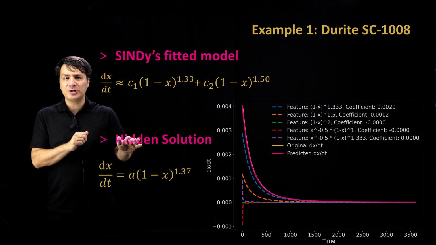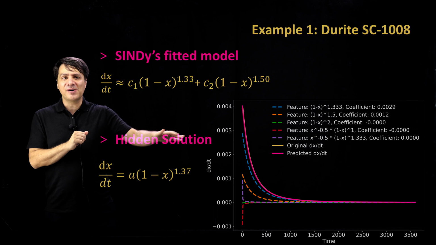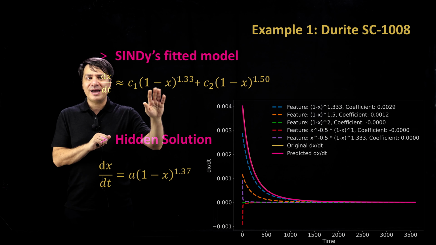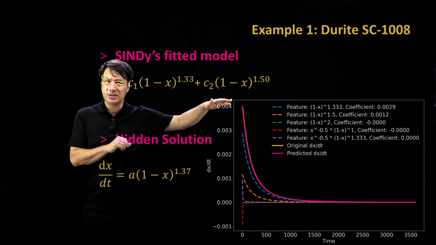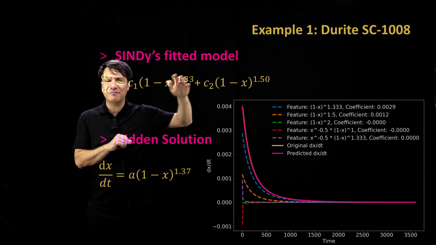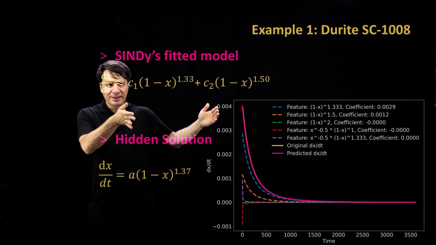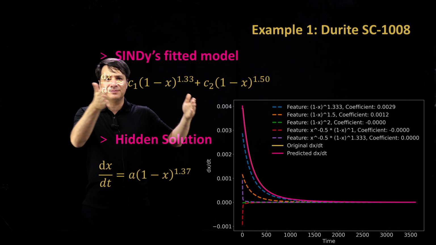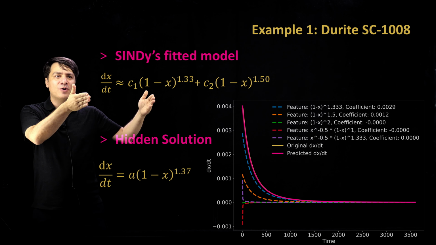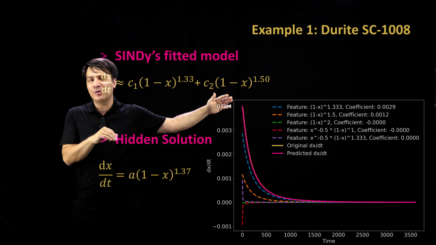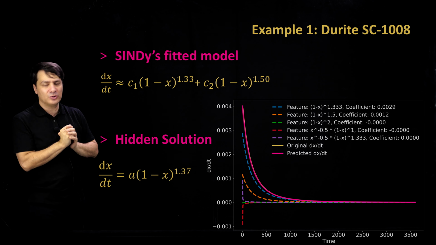The hidden solution that created this function was 1 minus x to the power 1.37. You can always go back and increase the number of base functions in SINDy to have more of these 1 minus x to the power m. But this is quite clear: it indicates that the rate of reaction is related to 1 minus x to the power of m, and m is somewhere between 1.3 and 1.5, which is very close to the final solution.